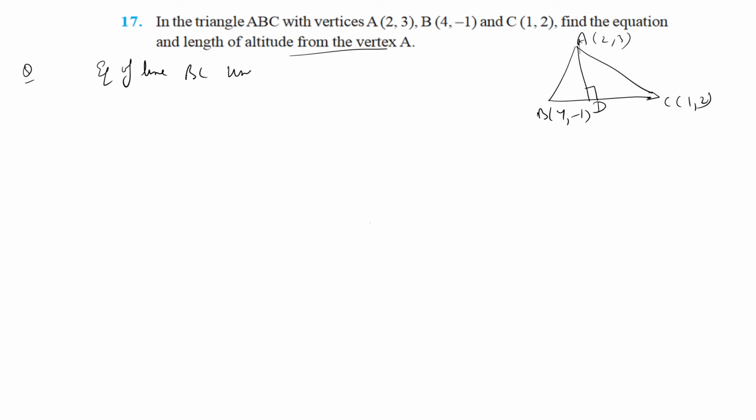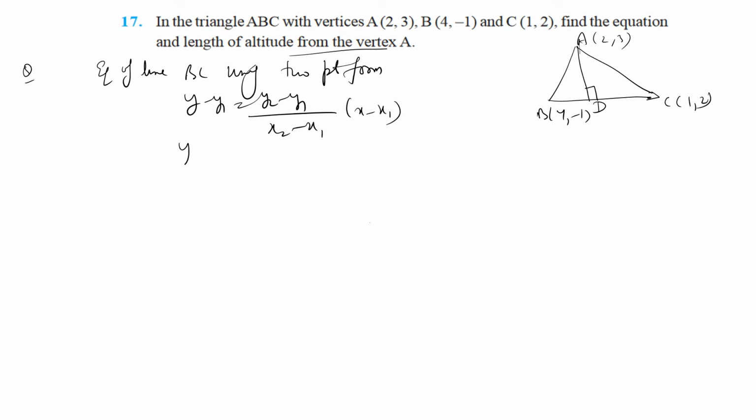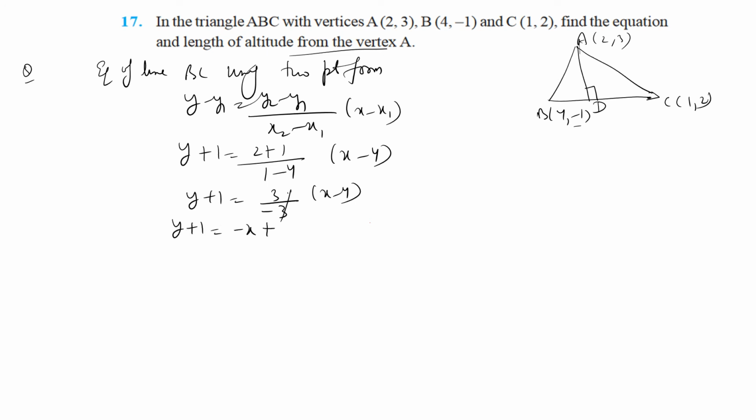As two points are visible, I will simply use the two-point form. That is y minus y1 is equal to y2 minus y1 upon x2 minus x1 into x minus x1. So y minus, this is my y1, y2 minus y1 upon x2 minus x1, x minus this. So y plus 1 is 3 upon minus 3 into x minus 4. So this is minus 1. So y plus 1 is minus x plus 4. So x plus y minus 3 is equal to 0.